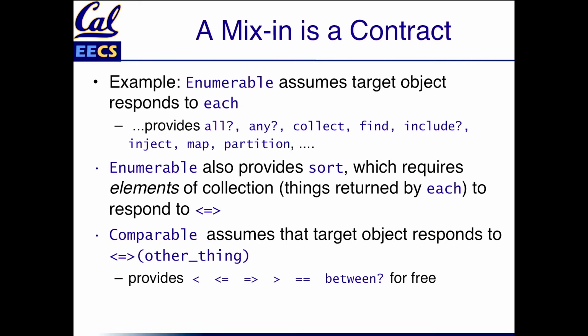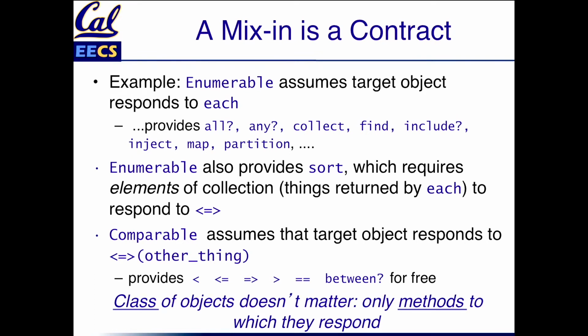And in fact, there's another module that ships with Ruby called Comparable, which says if you provide the spaceship operator, which takes one argument, right? Spaceship takes one argument because there's the receiver of spaceship, and there's the thing you're comparing the receiver against. If you provide spaceship, then I will define these other ones for you. And I'll also give you happy ones like between, which tells you if one element is between two others according to sort order. So what does this all mean? It means the class of objects really doesn't matter, almost at all. Only the methods to which they respond.